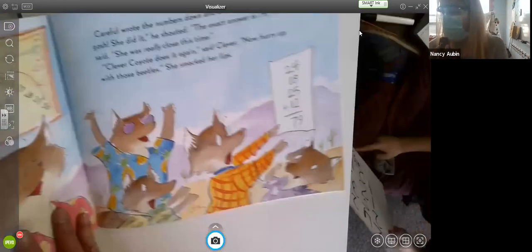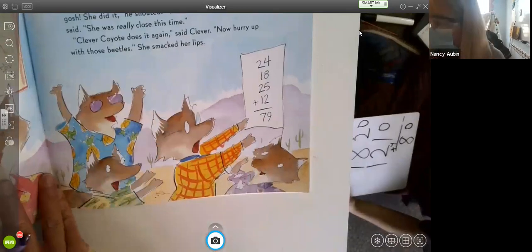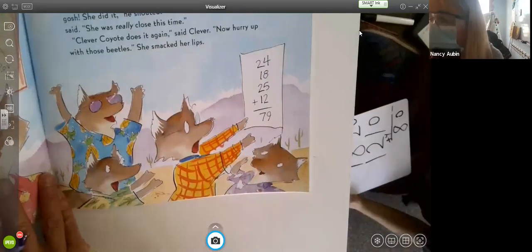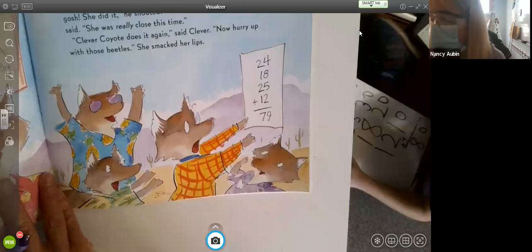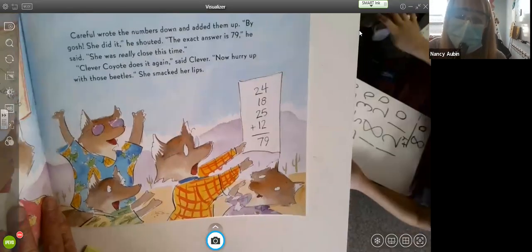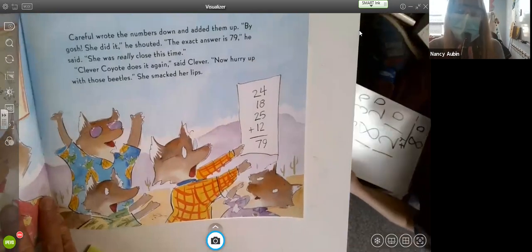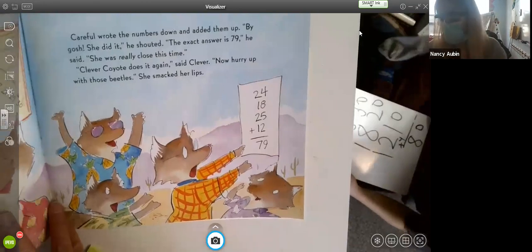Careful wrote the numbers down and added them up. By gosh, she did it, he shouted. The exact answer is 79, he said. She was really close this time. Clever Coyote does it again, said Clever. Now hurry up with those beetles. She smacked her lips.